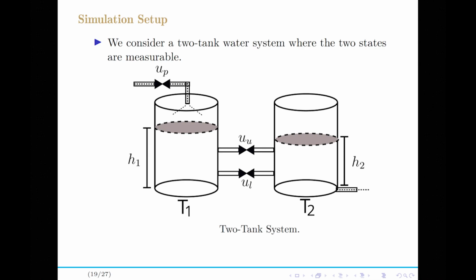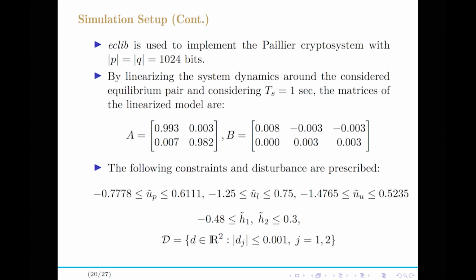As a simulation setup, we consider a two-tank system, which has two different states, which are the height of the water in the tanks, and three different control inputs, which are the voltage of these valves, one on top and two in between the tanks. We use EC-lib to implement the Paillier cryptosystem when we consider P and Q of 1024 bits. By using the equations of the two-tank system and finding the linear and discrete equations of the system, when the sampling time is 1 second, we end up with these matrices A and B to describe the system. We also consider these input and state constraints for the system in the presence of the disturbance, which is bounded to this value.